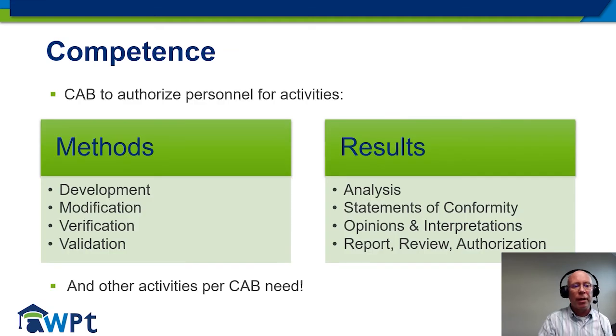So competence also refers to the ability for the CAB to authorize personnel for certain activities. And so you need to look at methods, development, modification, verification, validation. All of those require authorizations, as are the results of some of that stuff, the analysis, statements of conformity when something passes or fails in a calibration or a test, making up opinions and interpretations, especially in the forensic space. Report review and authorization all require laboratories to have a record. And so this is all part of the objective evidence things that I would be looking for.